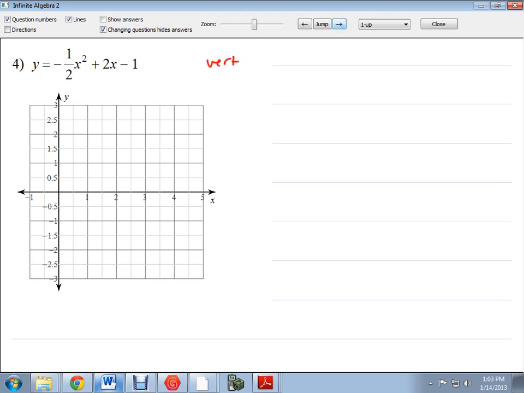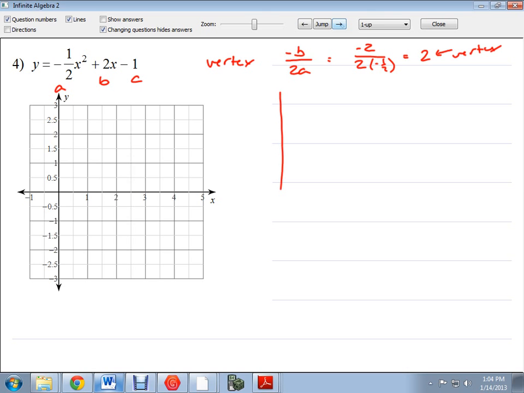First thing we want to find is the vertex. Negative b over 2a. A, b, c. What is the negative version of b? Negative 2 over 2 times negative 1/2, right? What is 2 times negative 1/2 in the first place? That's negative 1. And then negative 2 divided by negative 1 is positive 2. This is the x value of the vertex.